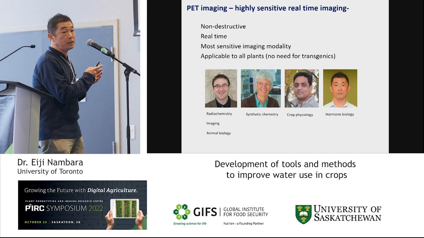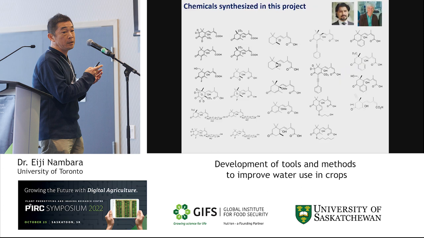Chris is a radiochemist with imaging and animal biology expertise. Sue is a synthetic chemist, who provides a lot of important standards. Raju is a crop physiologist, and we have to maintain high quality crops. And I joined this group as the ABA person.